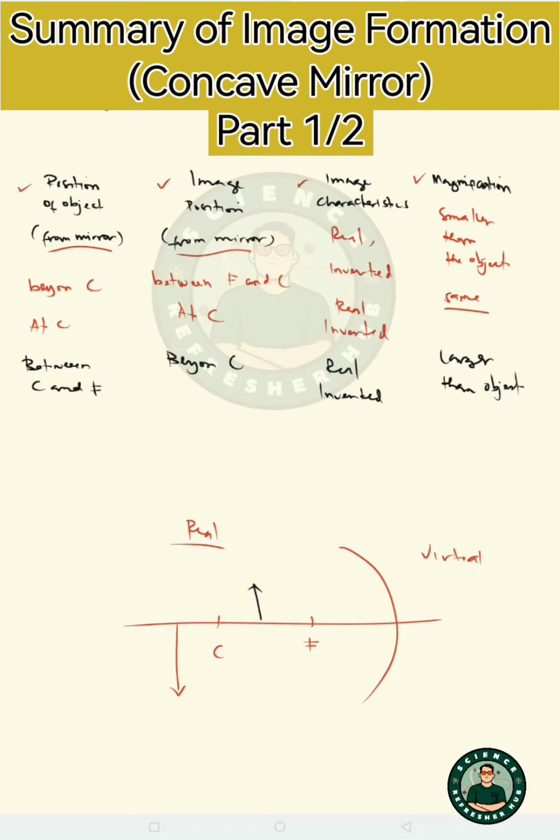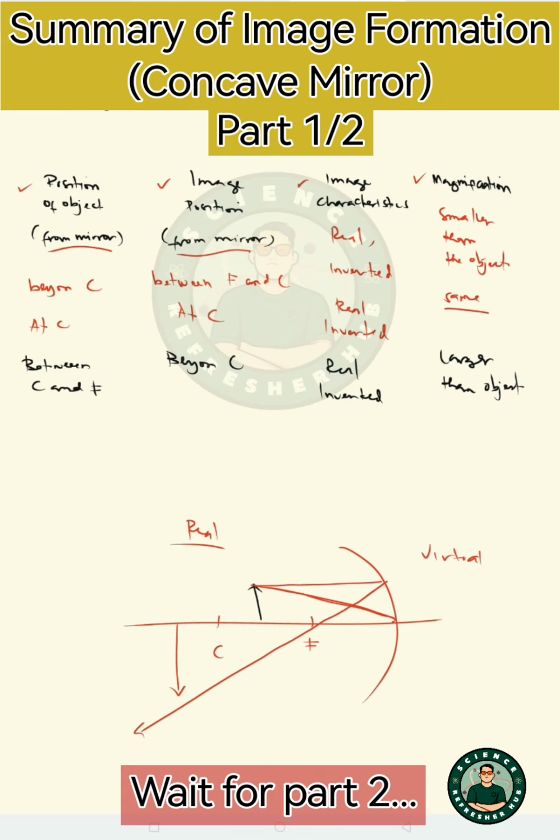If you try to draw the rays, from the tip of the object going to the concave mirror, it passes through the focus. The other ray goes towards the pole of the mirror, or center of the mirror, and then it will be reflected at an equal angle going in that direction. So if you notice, the rays meet at some point here.